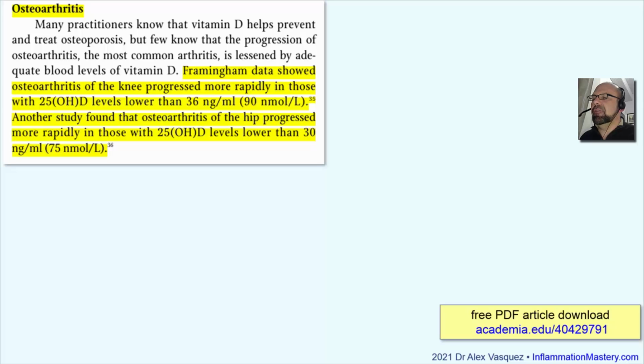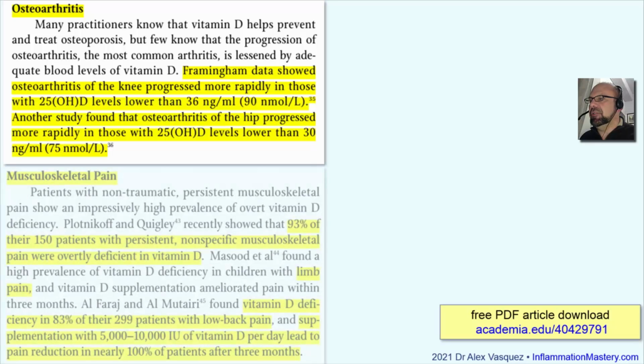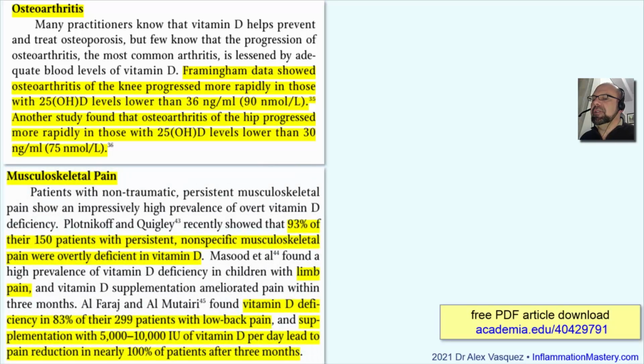Let's look at 2 sentences from that article, again from 2004. Data showed osteoarthritis of the knee progressed more rapidly in patients who were vitamin D deficient. Another study found that osteoarthritis of the hip progressed more rapidly in those with more severe vitamin D deficiency. Again, musculoskeletal pain, we want to think osteomalacia, we want to think subperiosteal edema. 93% of 150 patients with persistent nonspecific musculoskeletal pain were overtly deficient in vitamin D.